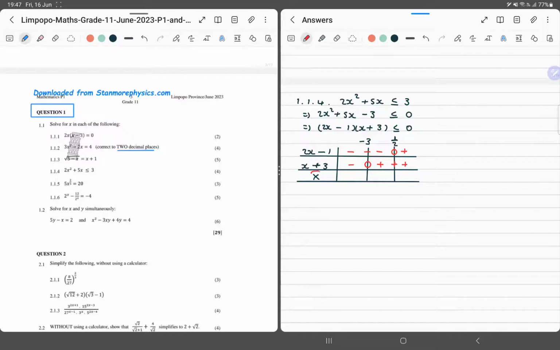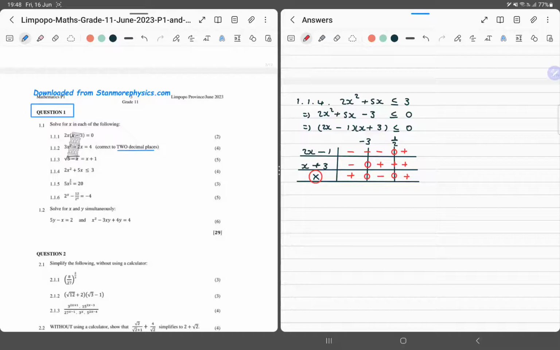And then now we come here and say we are actually doing the product. So minus times minus is a plus. Minus times 0 is 0. Minus times plus is a minus. 0 times any number is 0. Plus times a plus is a plus.